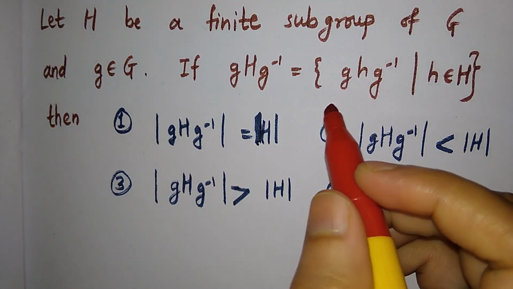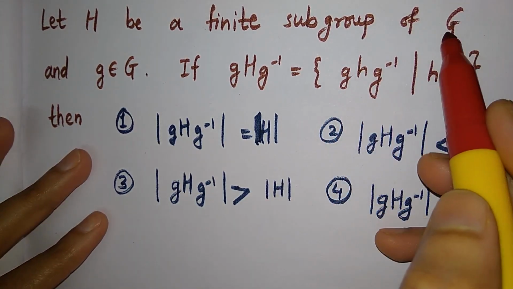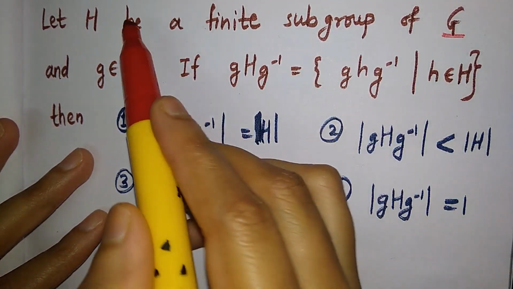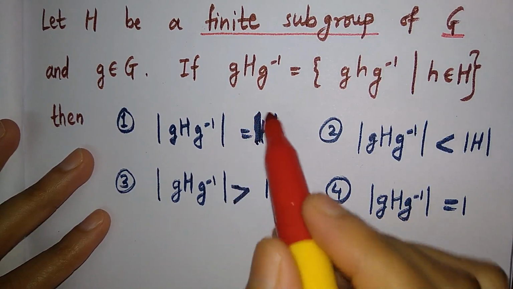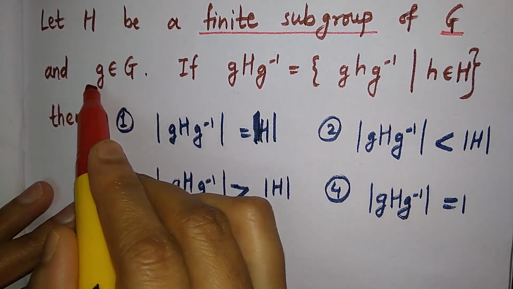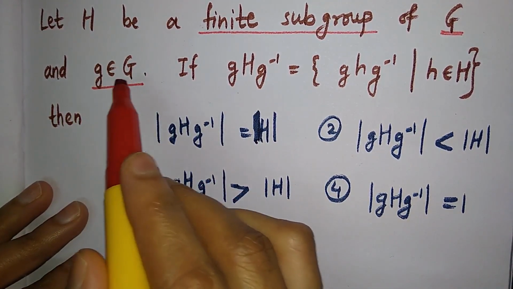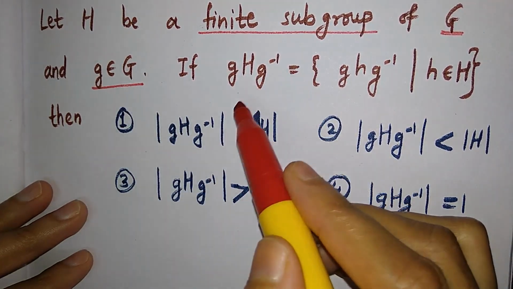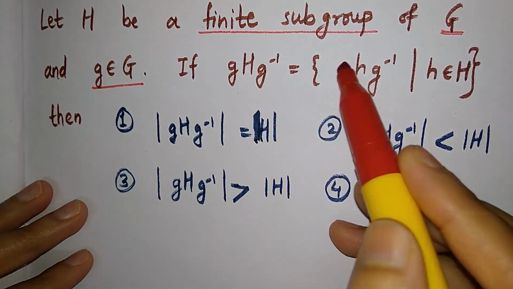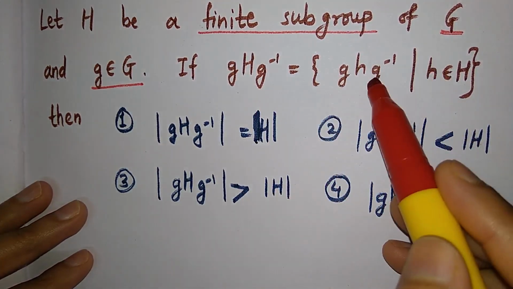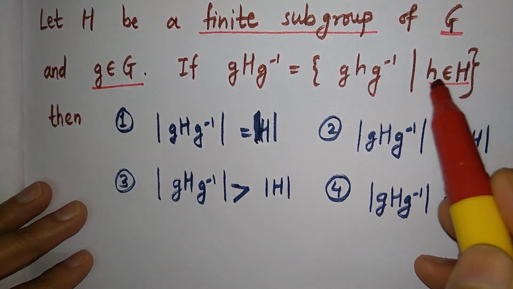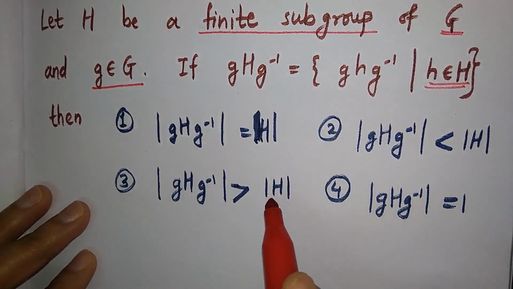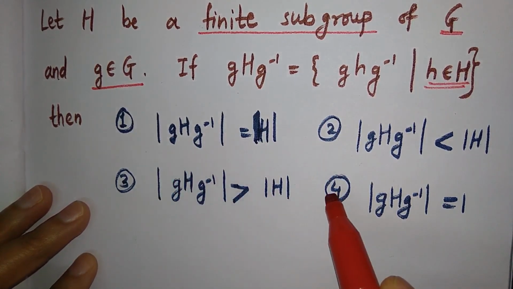Let us solve another question. We are given a group G and H a finite subgroup of the group G, and let us fix an element small g in the group G, and GHG inverse is equal to the set of g h g inverse, where this h is an element of H. Then there are 4 options.